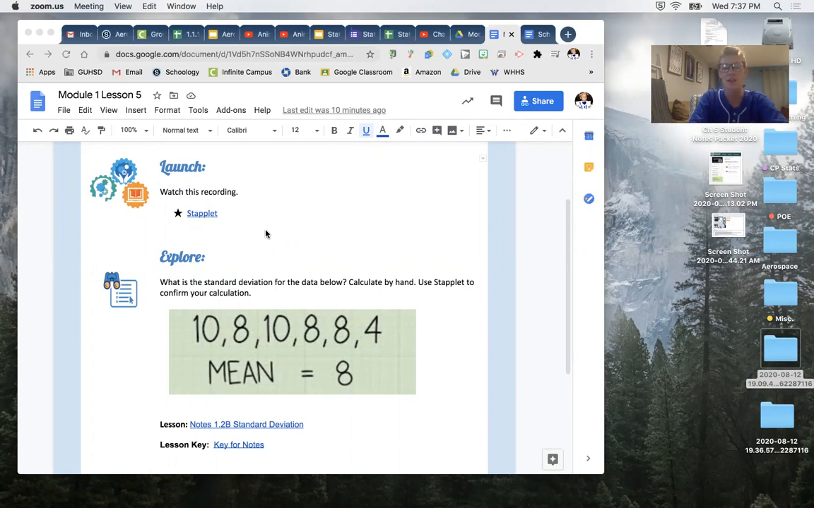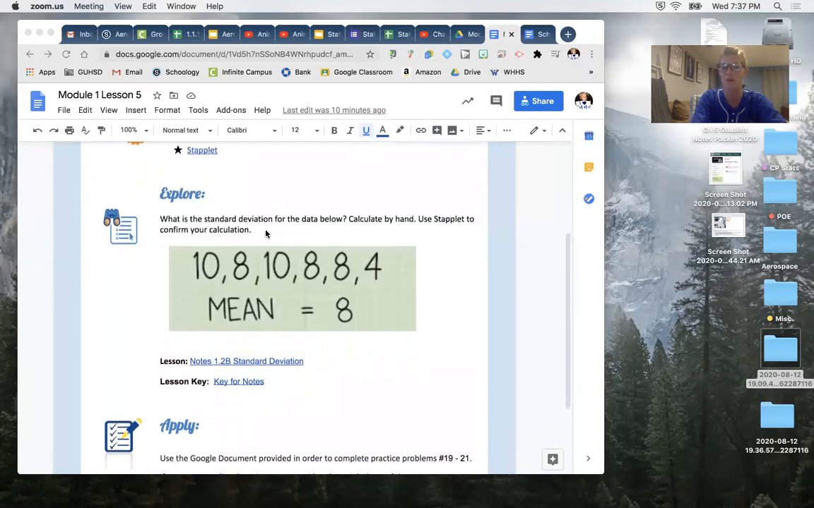Standard deviation, if I were to say it in layman's terms, is how much on average you're deviating from your mean. So it's like the average distance from your mean, and that's how we're going to calculate it. I have a data set here that you guys can practice with. If I had you guys in class or on Zoom today, then I would be doing this one with you. But I do have notes here as well.